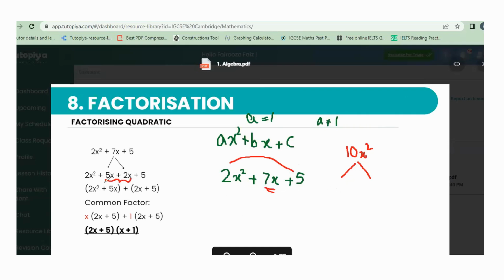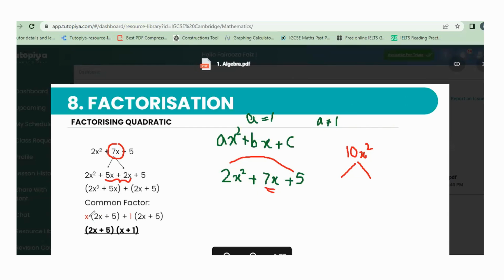So I'm going to break this 7x into 2. I'm not going to change the original question, I'm just writing this in 2 forms. So 2x squared plus 5x plus 2x plus 5. And then what's the next step? I don't have a common number for all 4 terms, so I'm going to separate them into 2 expressions: 2x squared plus 5x, and then 2x plus 5.